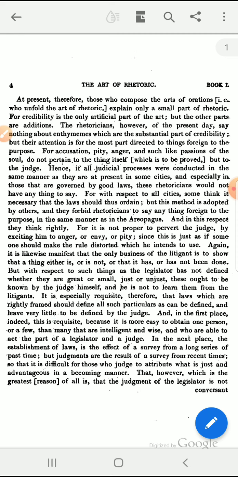And in the first place, indeed, this is requisite or necessary, because it is more easy to obtain one person or a few persons, that is, lawmakers. It's much easier to find one or a few wise men who can make laws for the whole state than to find many that are intelligent and wise, who are able to act the part of a legislator and a judge.